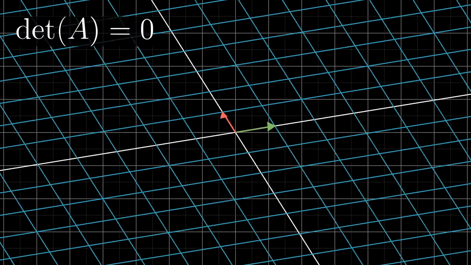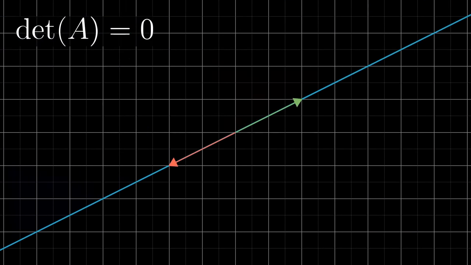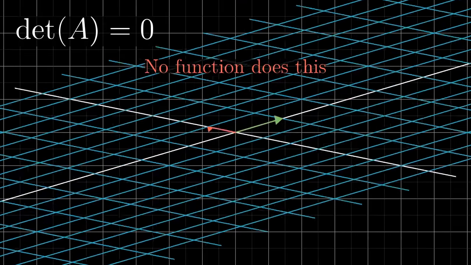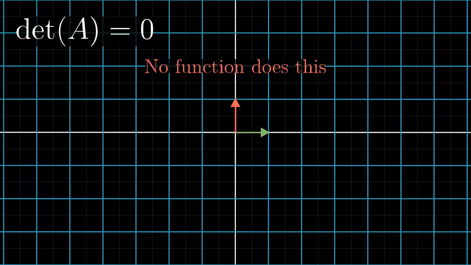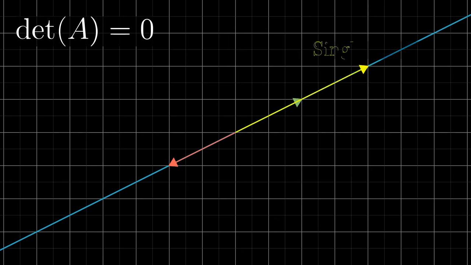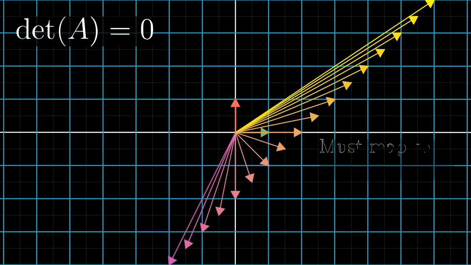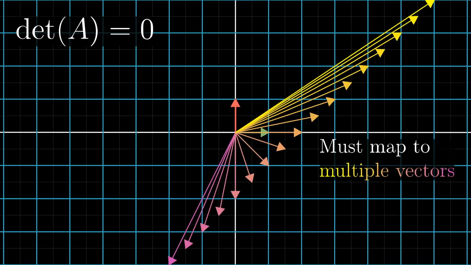But when the determinant is zero, and the transformation associated with the system of equations squishes space into a smaller dimension, there is no inverse. You cannot unsquish a line to turn it into a plane. At least, that's not something that a function can do. That would require transforming each individual vector into a whole line full of vectors. But functions can only take a single input to a single output.